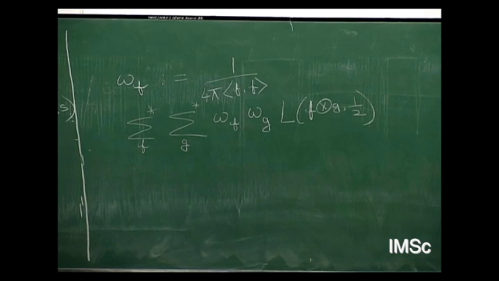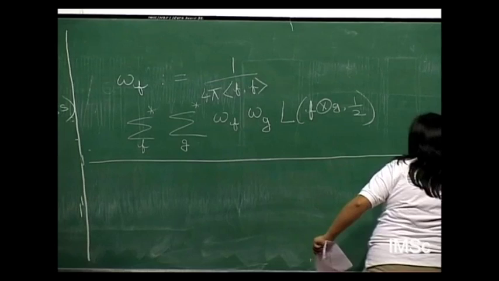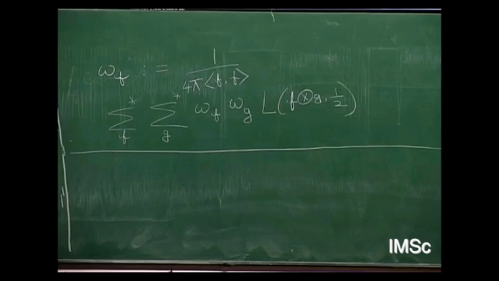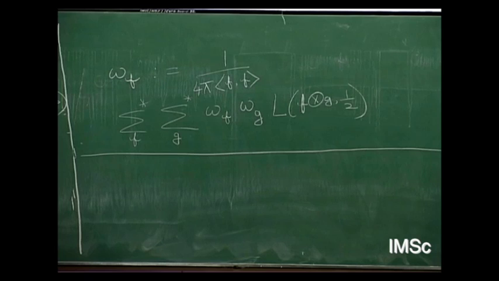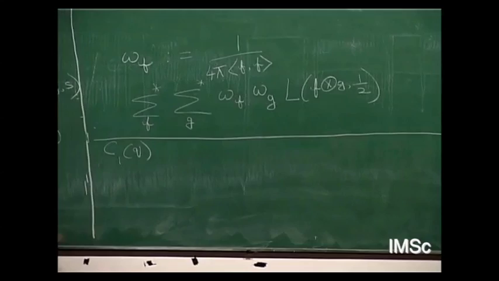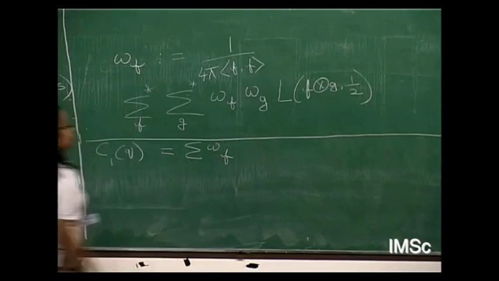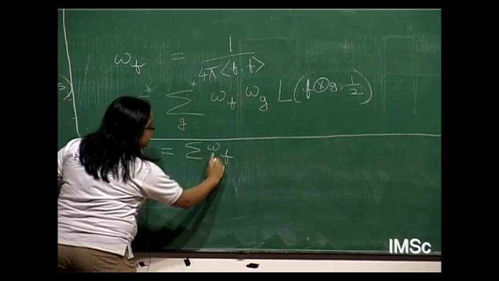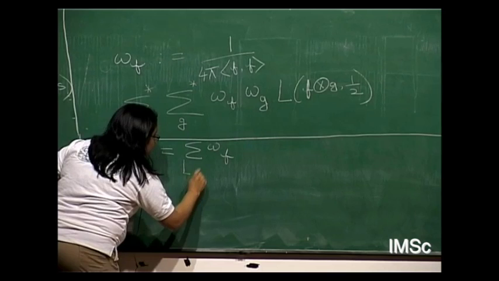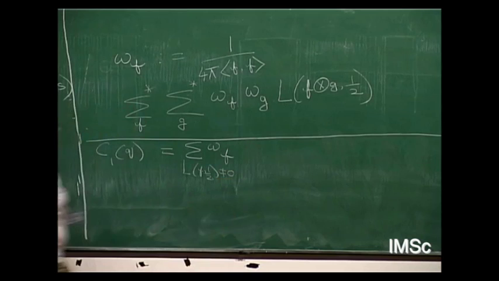So the idea to do this, one of the key ideas, is in fact a very simple application of the Cauchy-Schwarz inequality. So what you do is, let us go back to the original problem of L_f at half. And let us consider the following quantities. Let us take C1 of Q to be equal to omega sub f times, let us just take omega sub f such that this is non-zero.